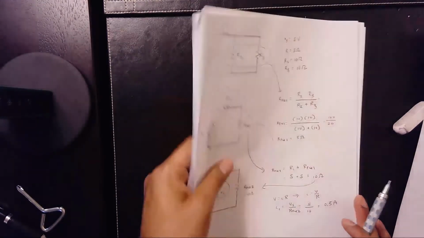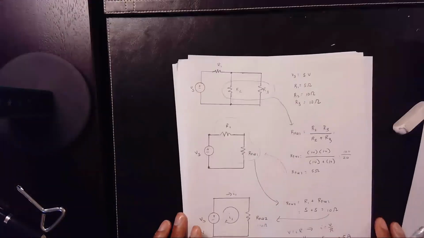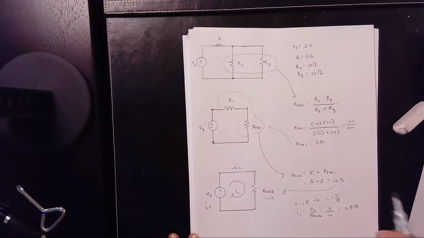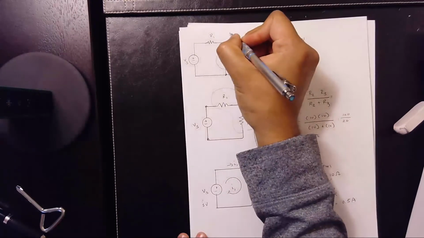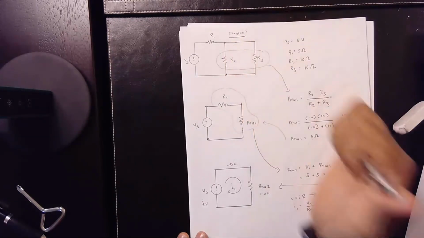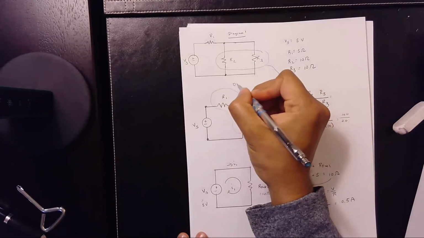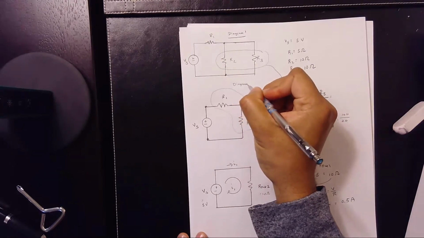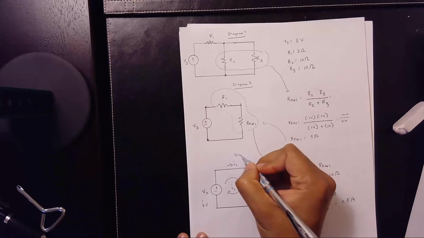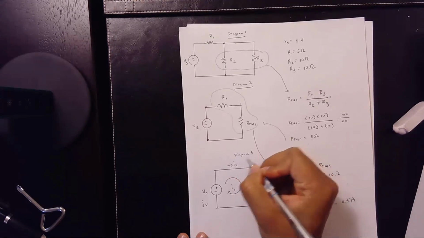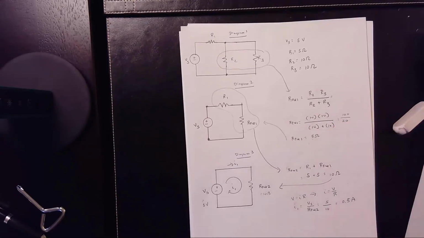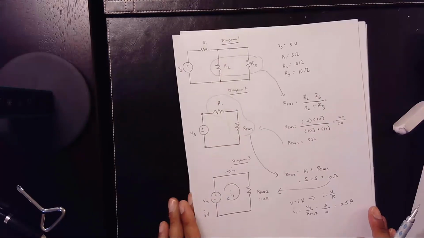So from equivalent resistance, one of the things we want to do is start labeling the diagrams, right? So here, this is going to be diagram 1, okay? This is going to be diagram 2. This is going to be diagram 3. Okay, so how do we go back out? Okay, so the way to do this problem is very, very simple.